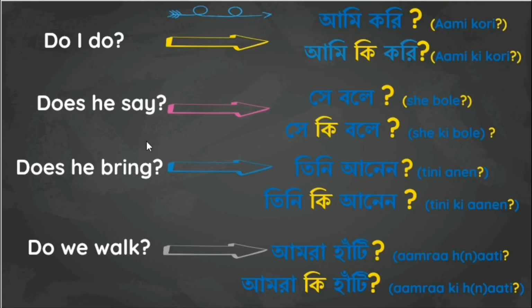Okay, so here are a few more questions, so that you can have a clearer idea and you can have better practice. So do I do? It can be said in two ways, আমি করি or আমি কি করি? Same thing, just different structures. Does he say? সে বলে, সে কি বলে? Does he bring? তিনি আনেন or তিনি কি আনেন? Do we walk? আমরা হাঁটি or আমরা কি হাঁটি? Okay.